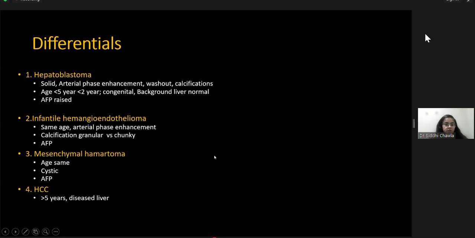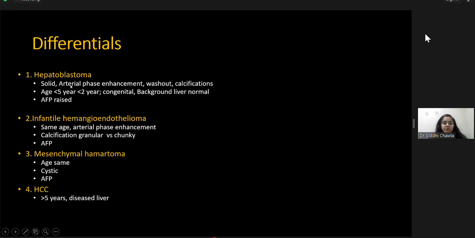Right. So these are the differentials that we have in the child, a 3 months old child with a large abdominal mass, and the parents are also concerned about what the origin is. So now we are dealing with a liver mass, which has a large soft tissue component, central necrosis, a few calcifications, an enlarged hepatic artery, and an abrupt change in caliber of the aorta.